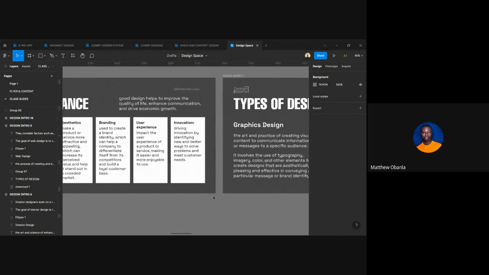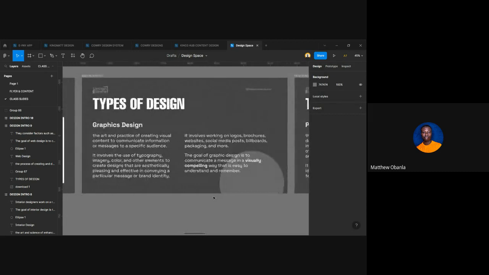So let's move to the next thing on my slide here. I said types of design. I was mentioning design, so there are categories of design. There are types of design. For instance, we have graphic design. I mentioned it is the art and practice of creating visual content to communicate information and message to a specific audience.